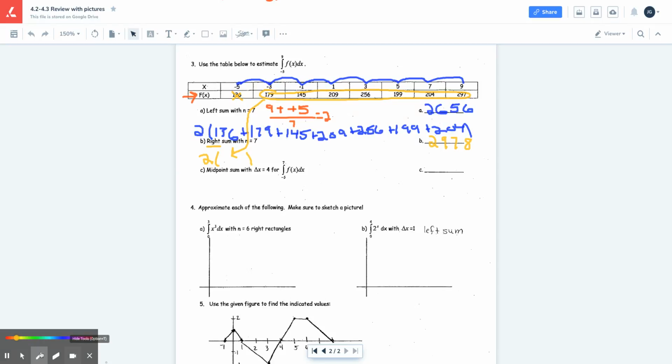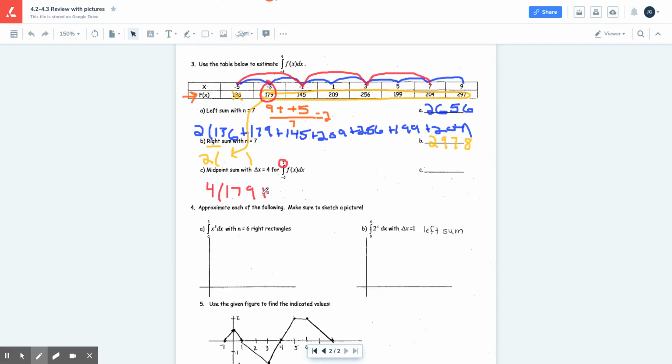All right, so for this one, we are doing a midpoint sum of delta x equals 4. Notice we're now not going from -5 to 9. We're going -5 to 7, but we're doing 4. So it's -5 plus 4 is -1. Plus 4 is 3. Plus 4 is 7. So our delta x goes on the outside. And then we take the middle of it. So -5 to -1, what's in the middle? -3 is.